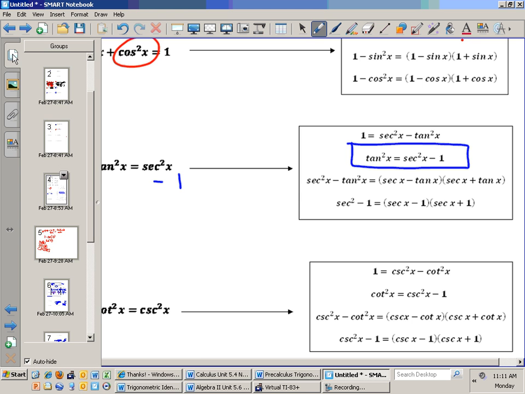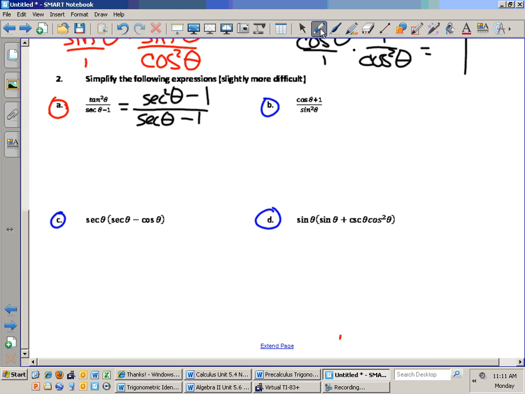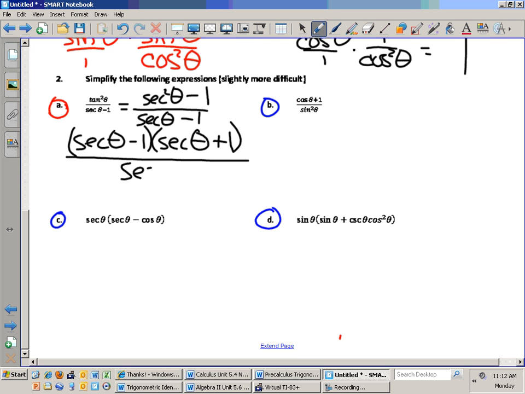So I'm going to take that piece that I just wrote down, and I'm going to factor it. So I'm going to write it as secant of theta minus 1 times secant of theta plus 1, all divided by secant of theta minus 1. Now, I do have two expressions that will cancel. But note that you have to write it in this factored form in order to do that. Question, Jalen.